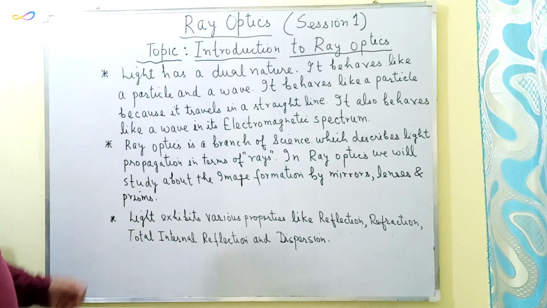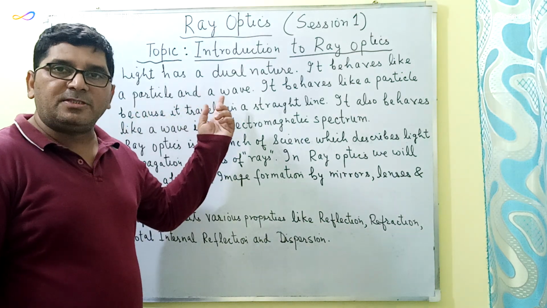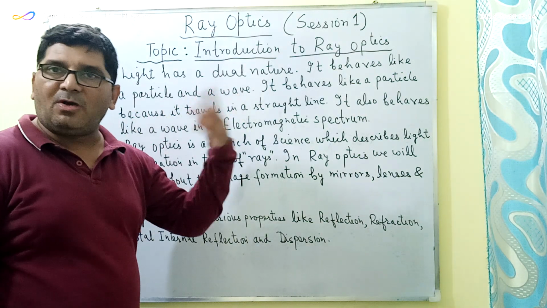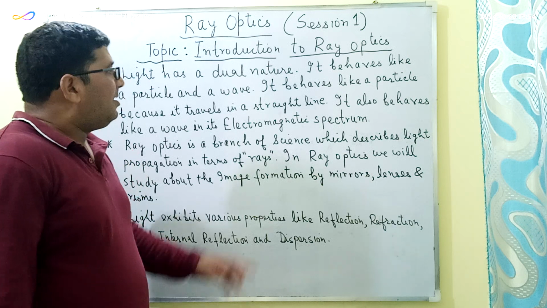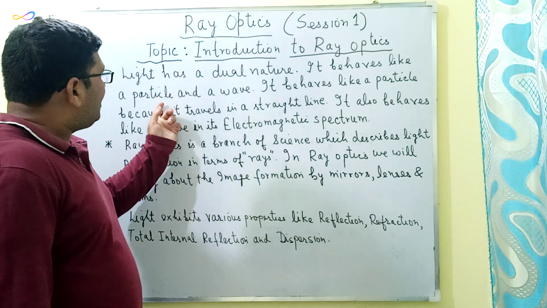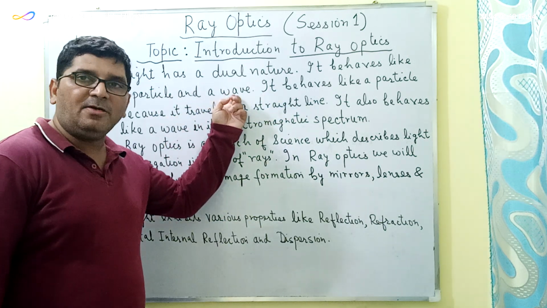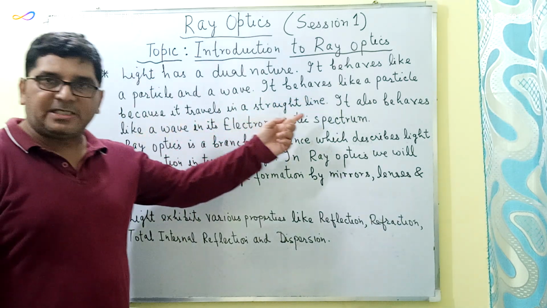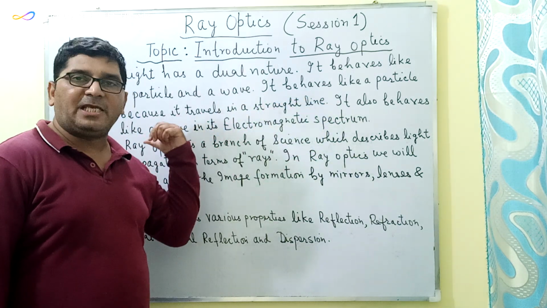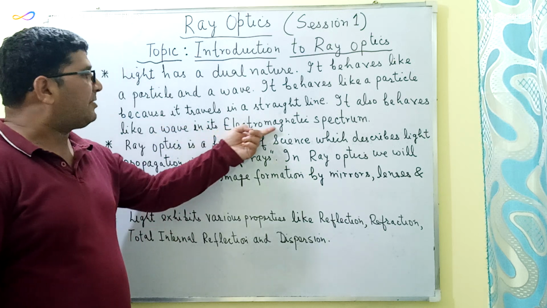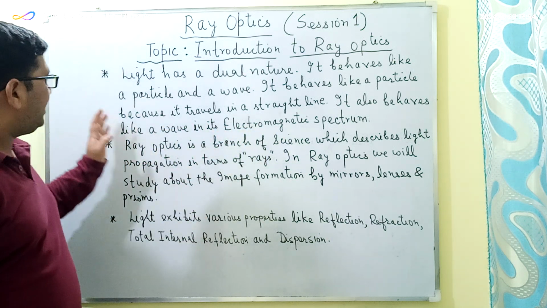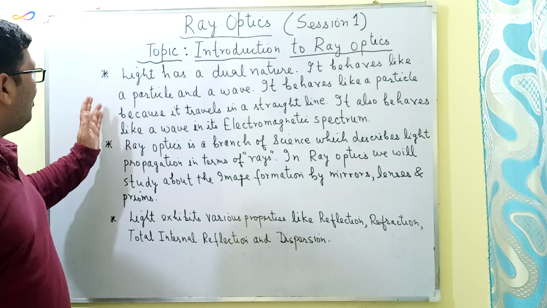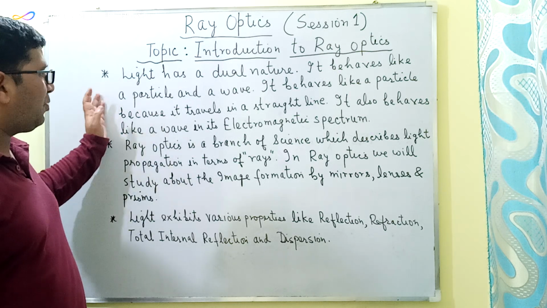The first point is light has a dual nature, and I think we all know about it. It behaves like a particle and it also behaves like a wave. Now it behaves like a particle when it travels in a straight line, and it also behaves like a wave in its electromagnetic spectrum. So I think that every one of you must be knowing about this point.